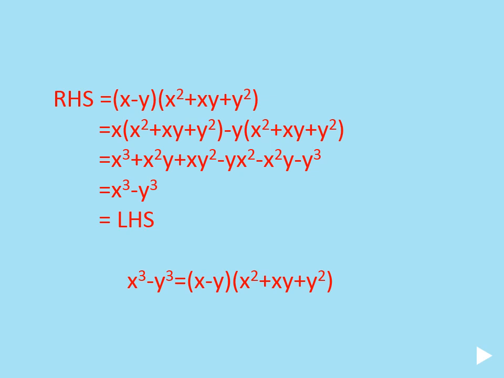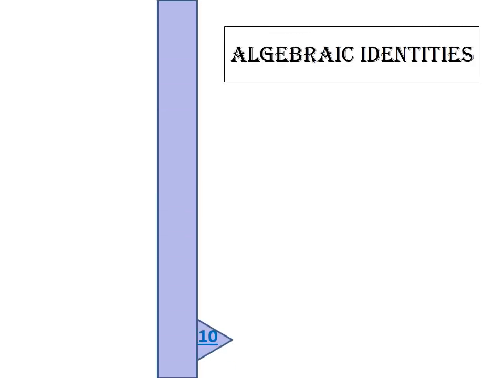So x cube minus y cube equal to (x minus y) into (x square plus xy plus y square). This is another important identity. So x cube minus y cube equal to (x minus y) into (x square plus xy plus y square). So now we have completed one more identity. Let's see what our last identity, the 10th one, is.